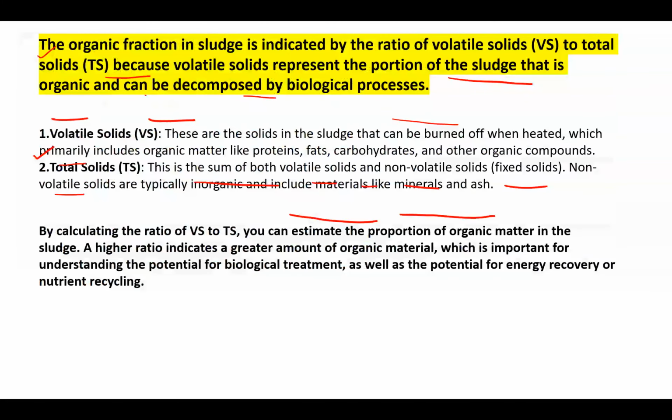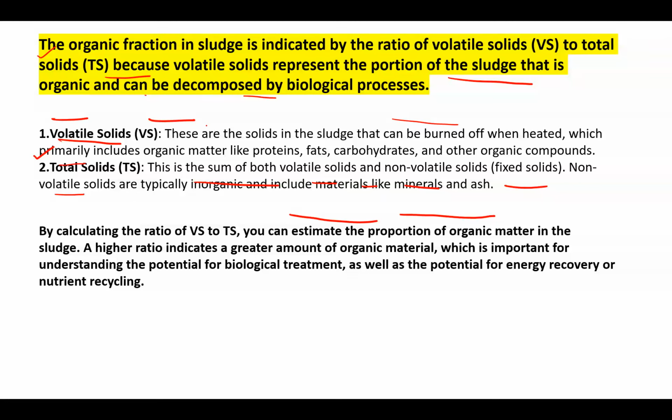So here I have explained about the volatile solids and total solids. What is meant by volatile? Volatile means it changes its state of being. So volatile solids are solids in the sludge that can be burned off when heated. When we apply thermal energy, it will get burned off and change its state.